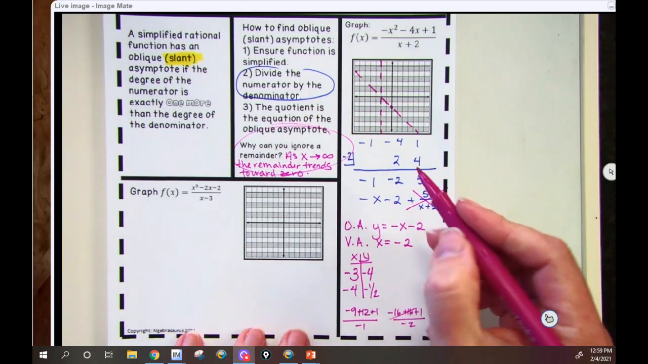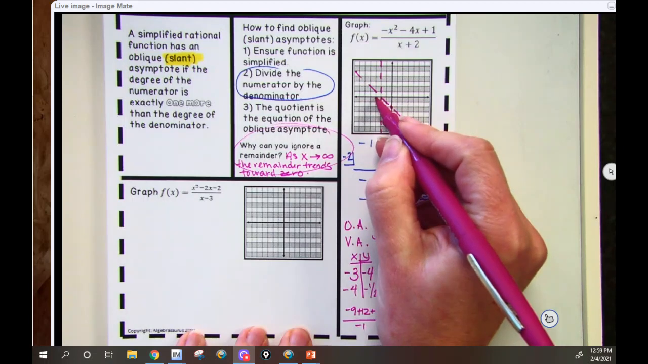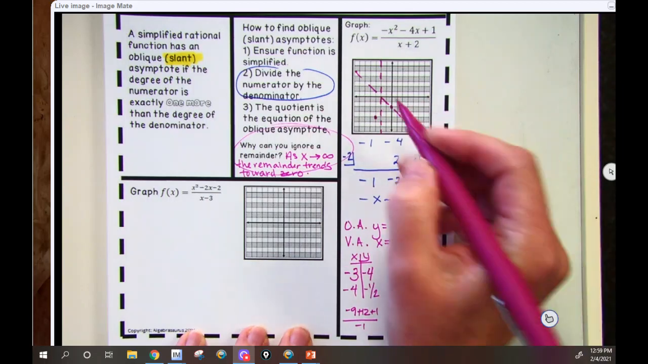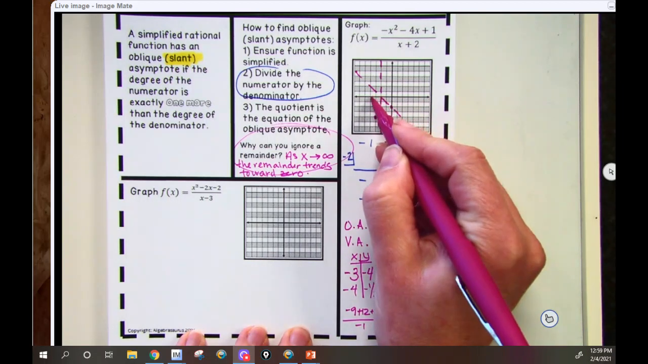So I have, let's see, -3, -1, 2, 3, 4. And then I have -4, 2, 3, 4, and -1/2.